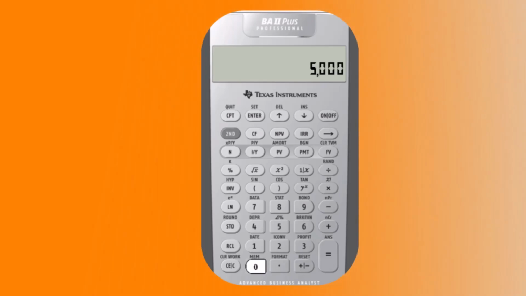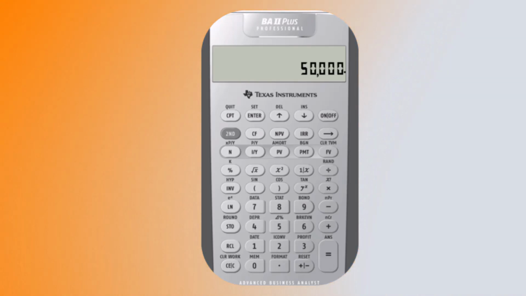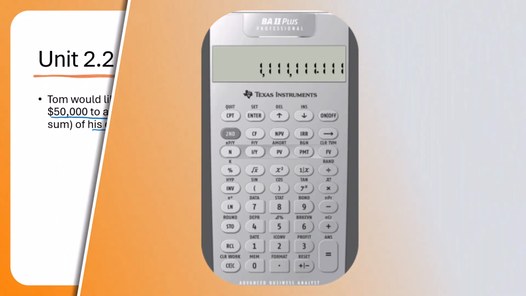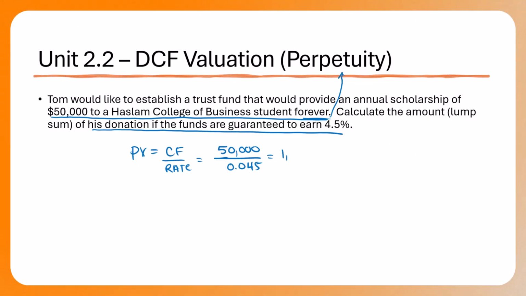We'll type the 50,000. We will divide it by the 4.5%. And it appears that Tom would need to deposit $1,111,111.11 into this account so that it could pay out a $50,000 scholarship for a student in perpetuity forever.